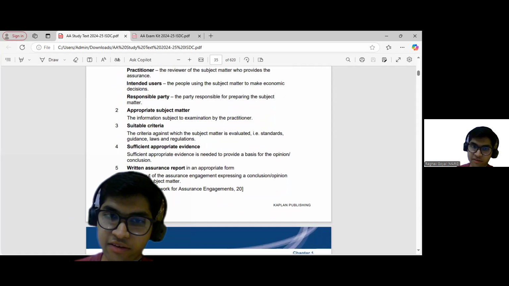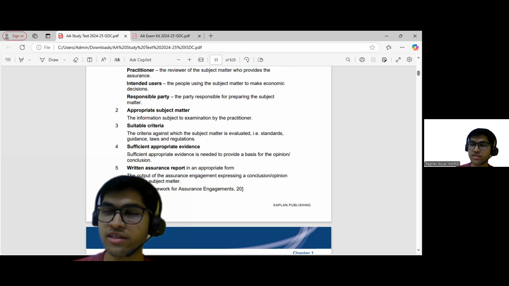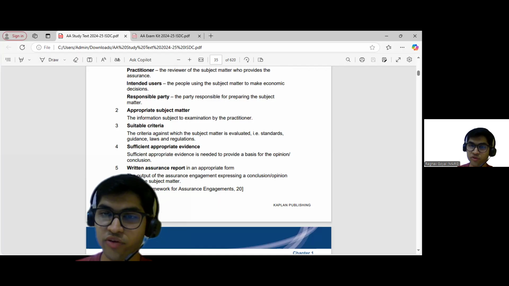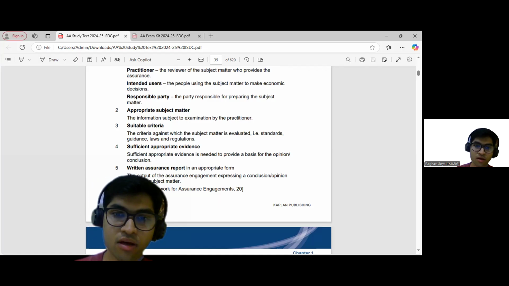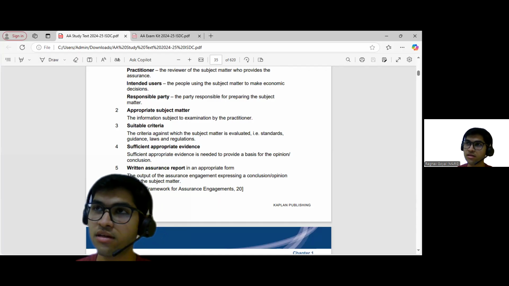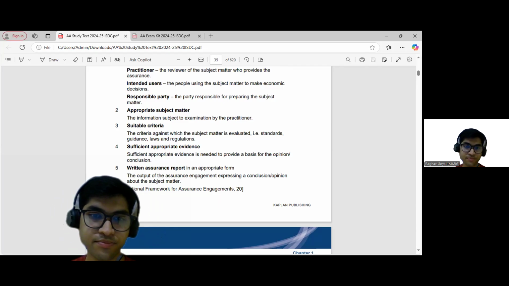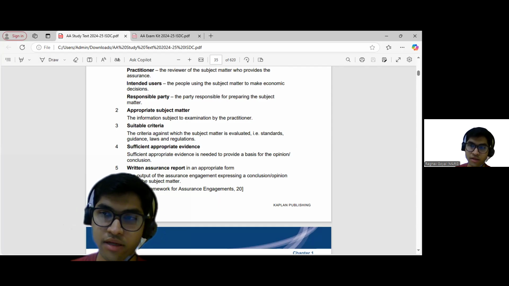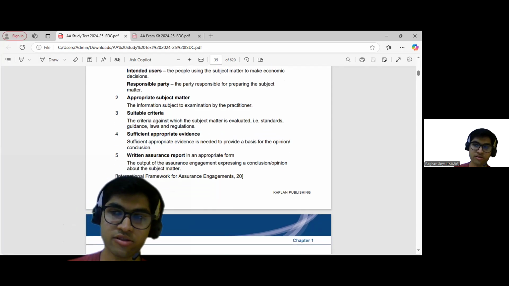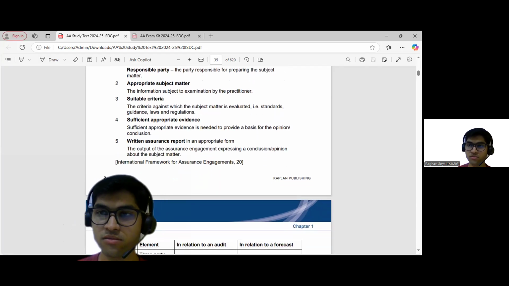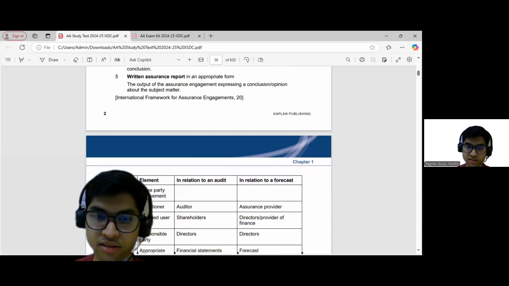Then we have sufficient and appropriate evidence. As you can see, that's what they have written here. We need sufficient and appropriate evidence to provide our opinion. We cannot provide opinion based on half-cooked evidences. It needs to be clear and pretty strong. Then after everything is done, our written assurance report comes out, which expresses the opinion about the subject matter, which in our case will be the financial statements.